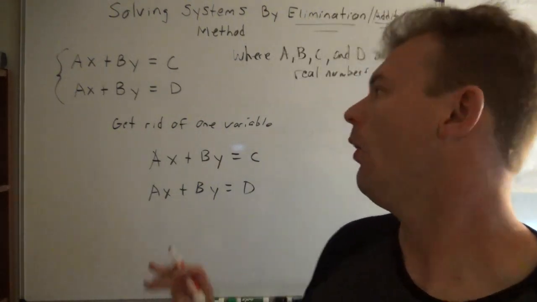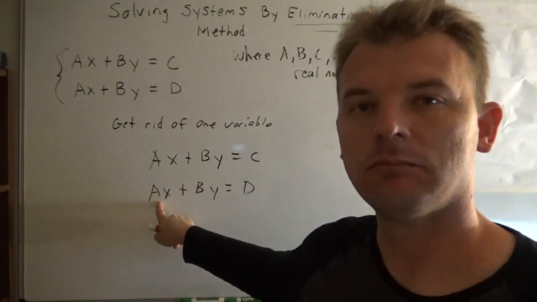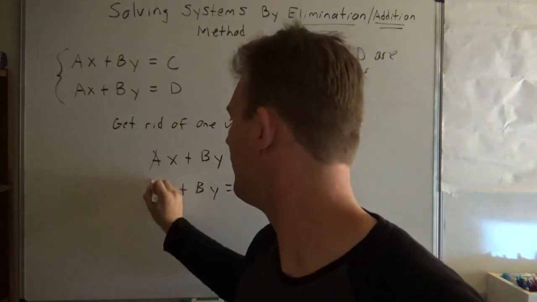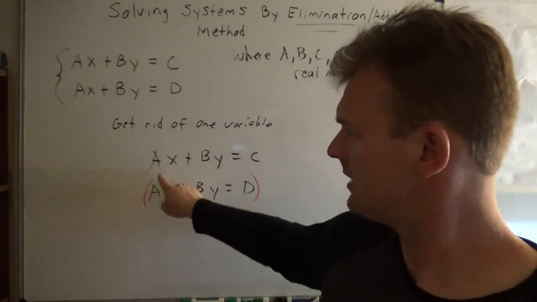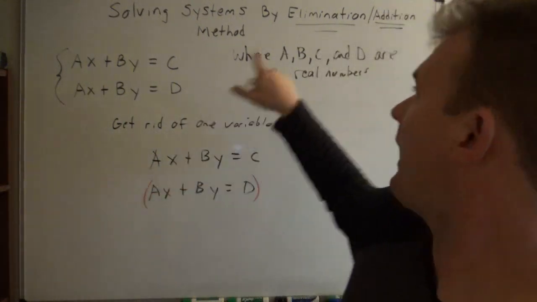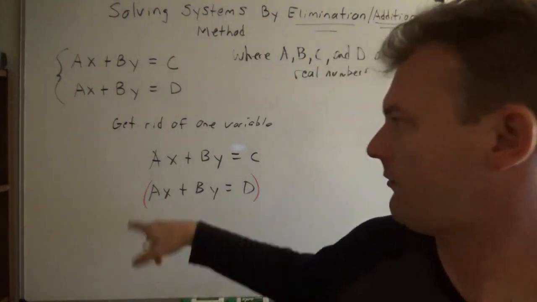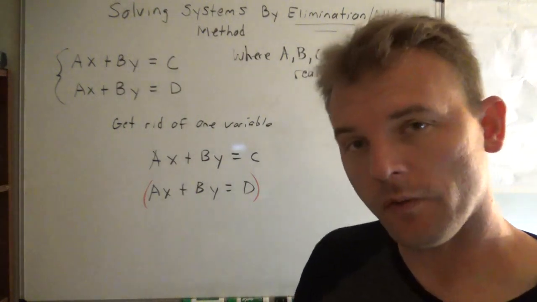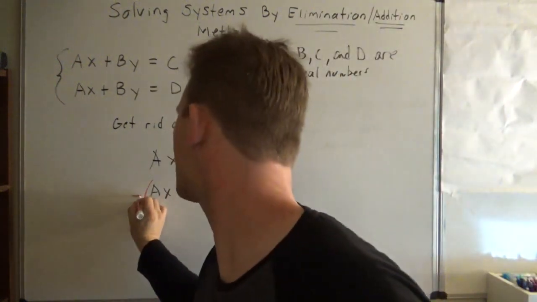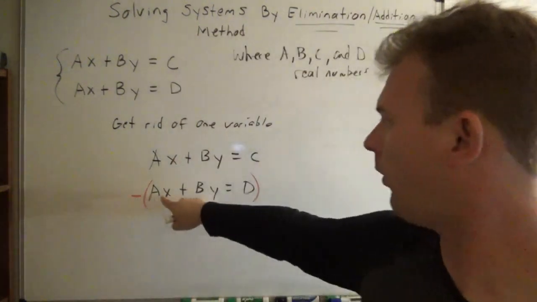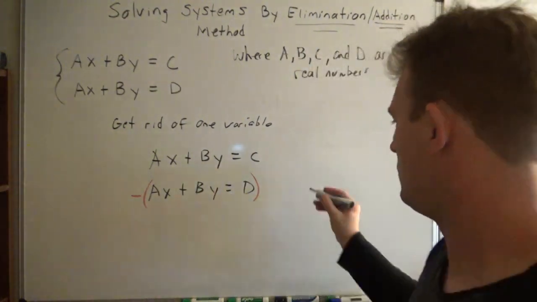So let me do this again. We're going to take either one. Let's say we want to eliminate x. We're going to take this whole second equation, and see how these are positives? Well, if we added those, you won't get rid of them. You will have two a's. So instead of adding, we're going to multiply this whole second equation by a negative number.